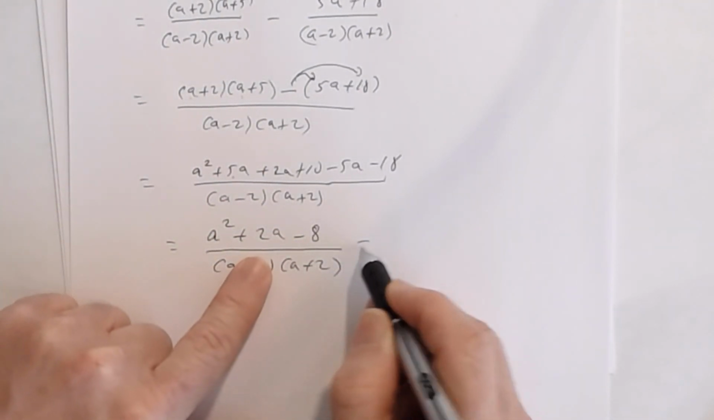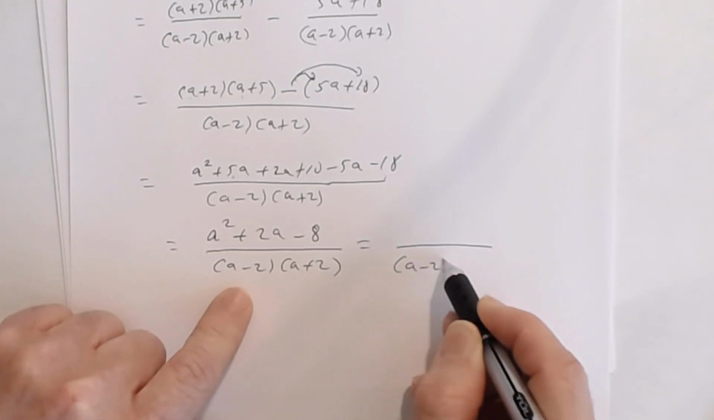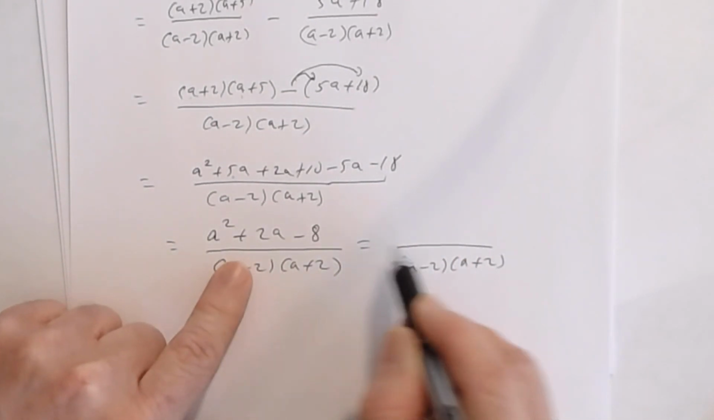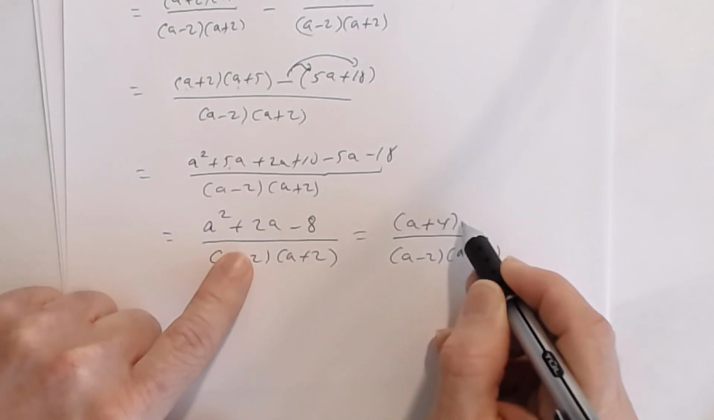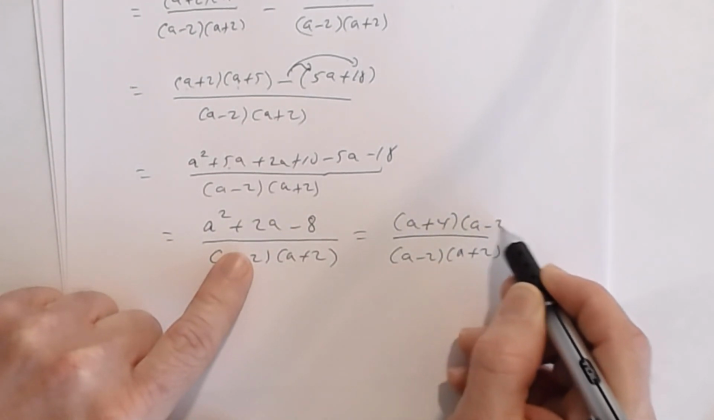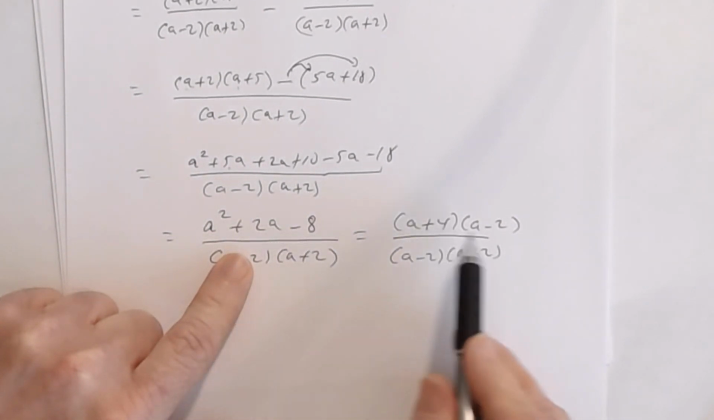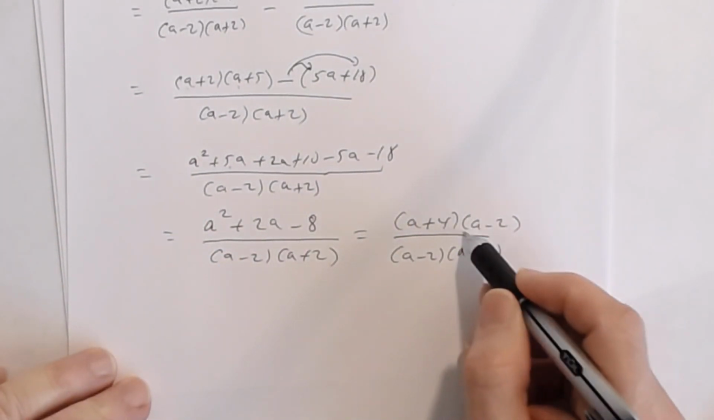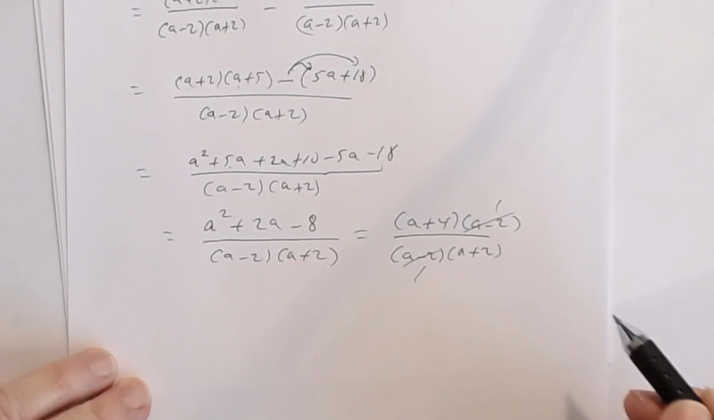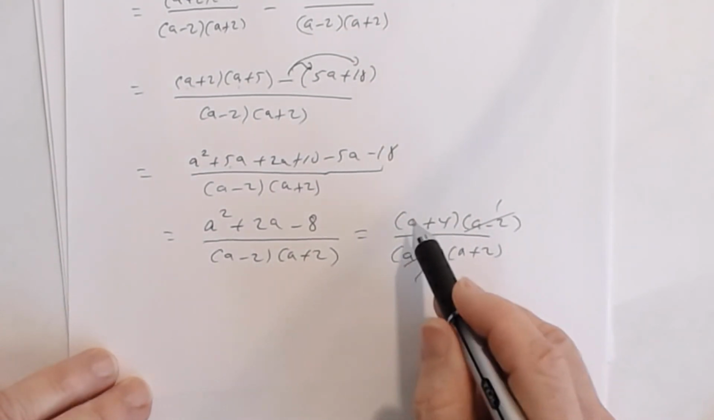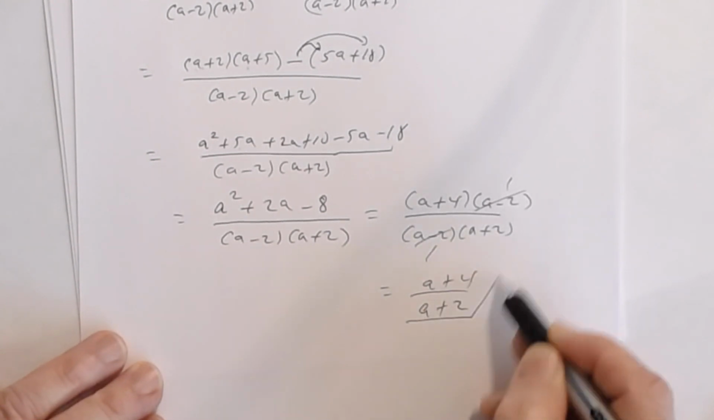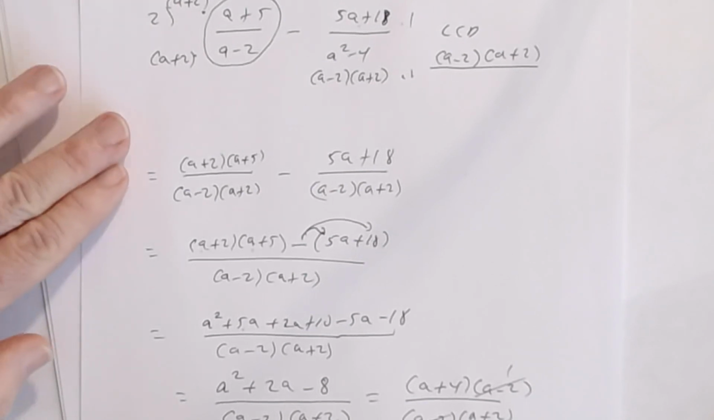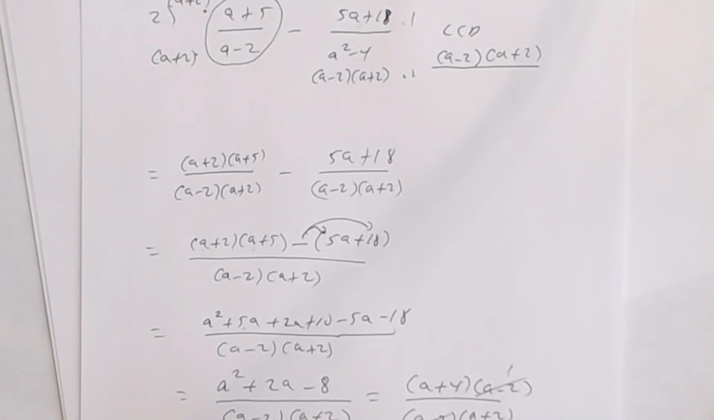So let's go ahead and factor the numerator. Let me go ahead and rewrite the denominator. When I factor the numerator, this becomes a plus 4, a minus 2. That's what this becomes. And now notice the a minus 2's divide out. So you cross them out, factors of 1, and your answer is a plus 4 divided by a plus 2. Same process. Every problem we've done was the same process.